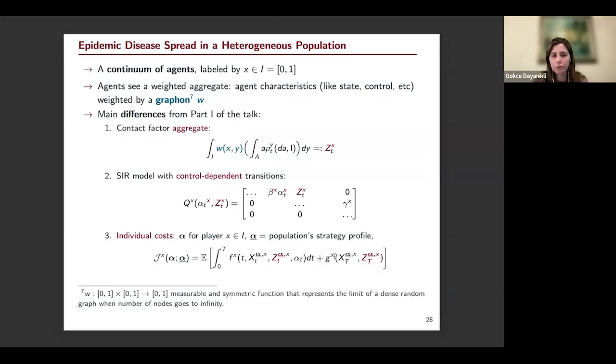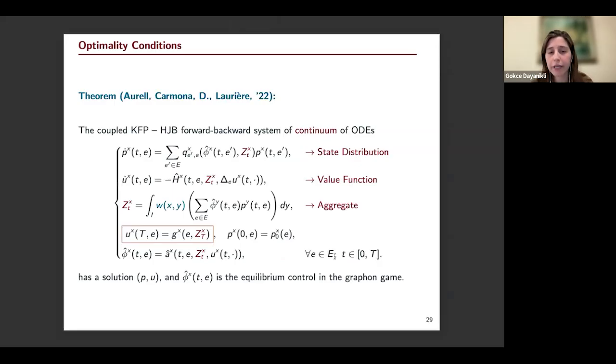So then what we give as the theoretical result to this is that we can write a coupled Kolmogorov-Fokker-Planck and Hamilton-Jacobi-Bellman forward-backward system of a continuum of ordinary differential equations to characterize the graphon game equilibrium. Here it is a continuum because, as you see, this is indexed by the agent index X, and this X is on the continuum between 0 and 1. So that's why we are seeing the equation system here only for one person, but this equation system is actually on the continuum.